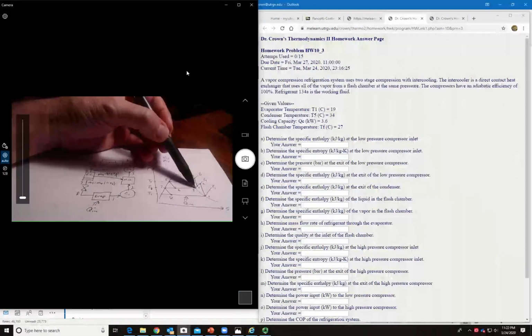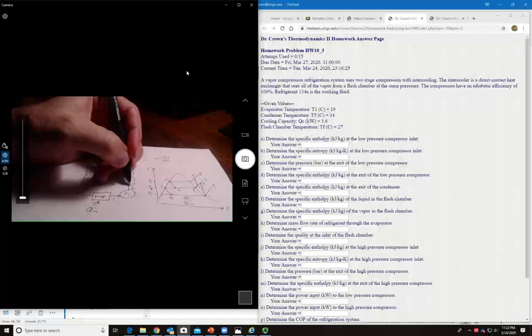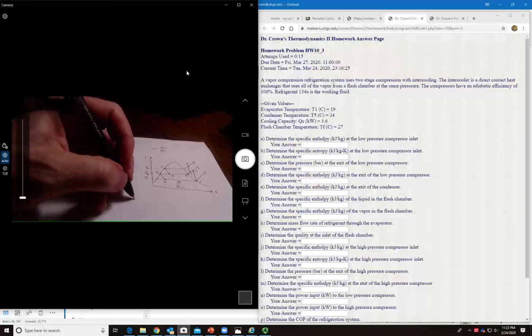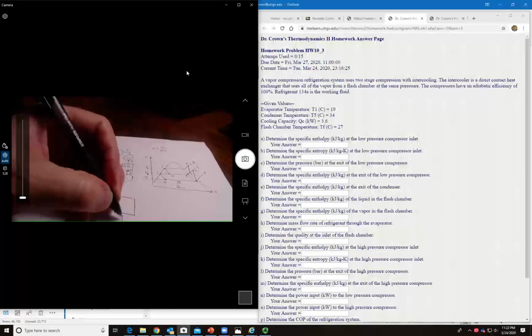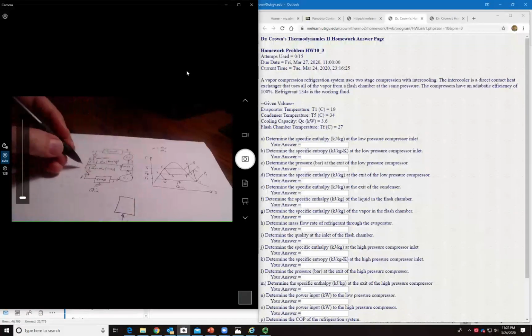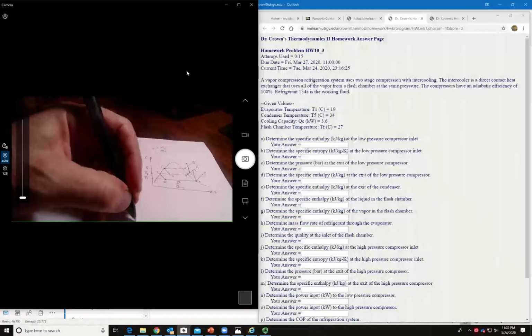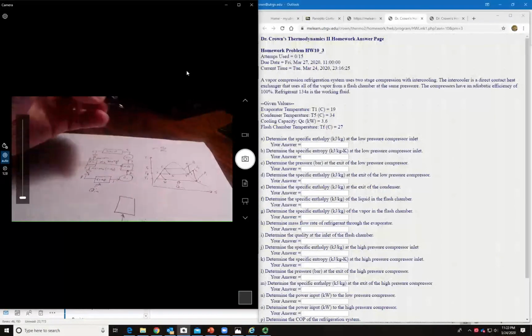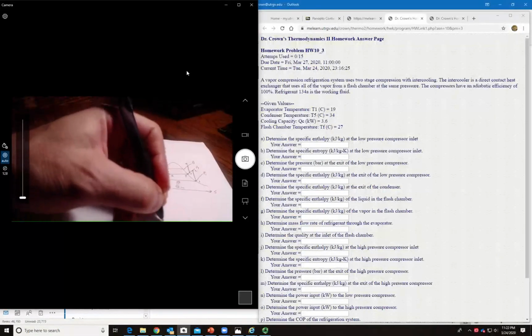We just do an energy balance on this. So let's take a quick look at that. We have m dot 7 coming in, which is equal to m dot total times 1 minus x6.